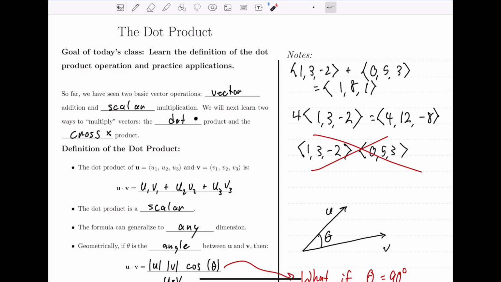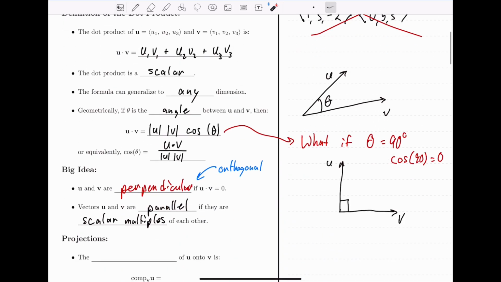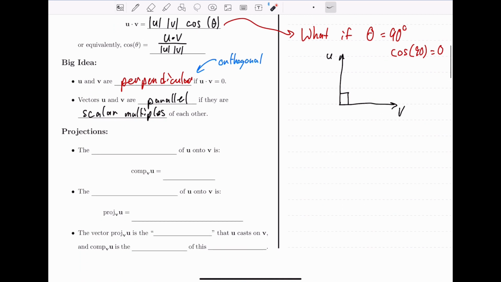Now that we've mastered the basics of the dot product, let's talk about projections. To set this up, we want to draw a picture. Take a vector v and then another vector u, and let's just think of these both as position vectors, so they both start at the origin. Here's vector v, here's vector u.